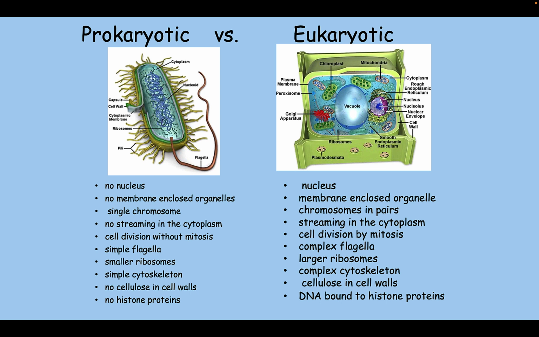Listed below each of the different types of cells are things that you should know, be able to recognize. So prokaryotes have no nucleus and they have no membrane enclosed organelles. They only have ribosomes inside their cytoplasm. There's nothing inside the cytoplasm that has a membrane around it. They have a single chromosome located in the nucleoid. And remember, the nucleoid and the chromosome is attached to the cell membrane, to the plasma membrane. There's no streaming in the cytoplasm. That means the cytoplasm doesn't move. It just sits there.